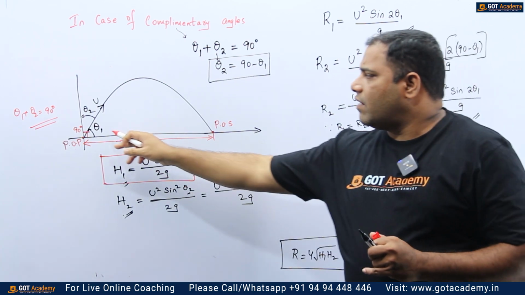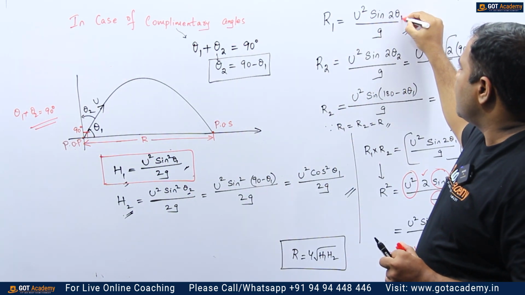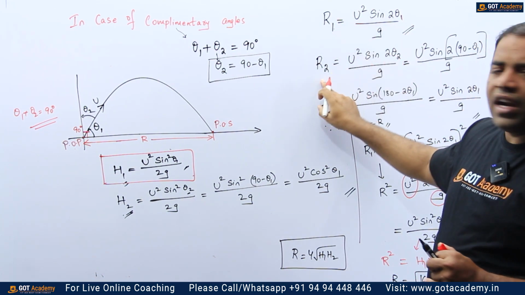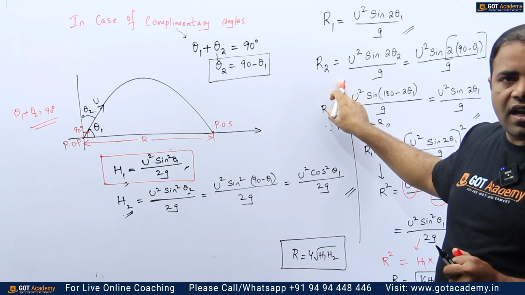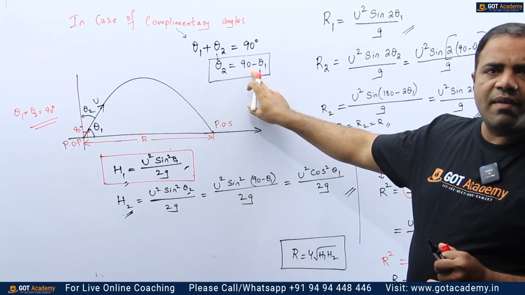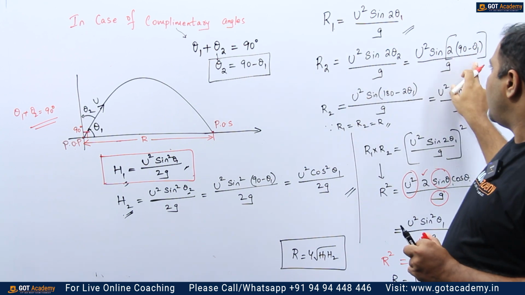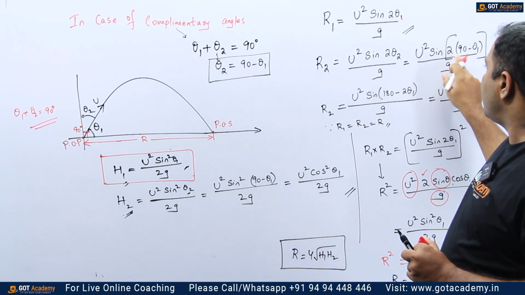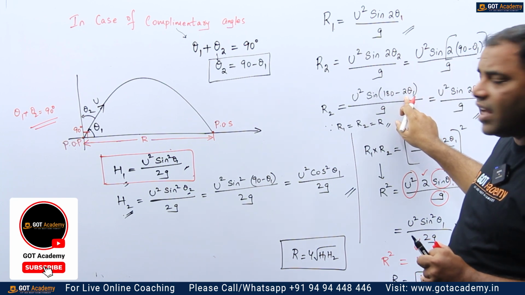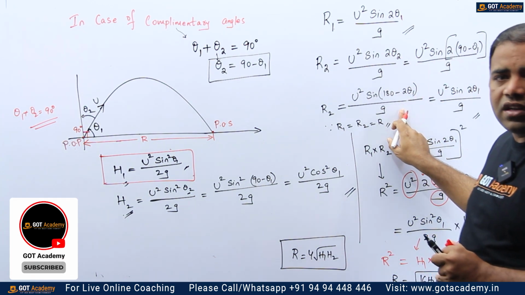Now for the angle theta 1, if this is theta 1, then I get R1. If I take theta 2, then I get R2. The same thing I have written here. Now, as we discussed earlier, theta 2 is given by 90 minus theta 1. The same thing I have substituted here. So 2 into 90 is nothing but 180, and 2 into theta 1 is 2 theta 1. Like this I have framed the equation for the range R2.